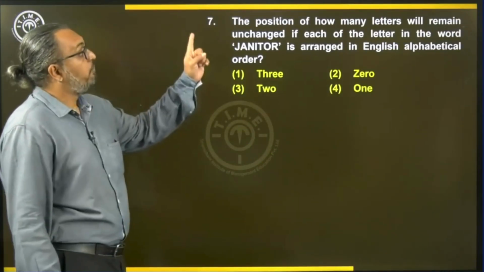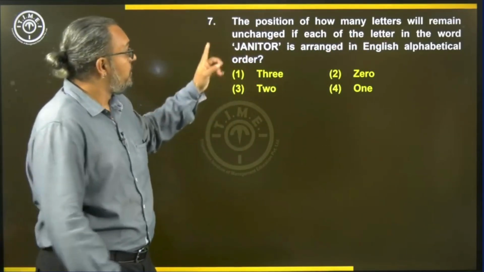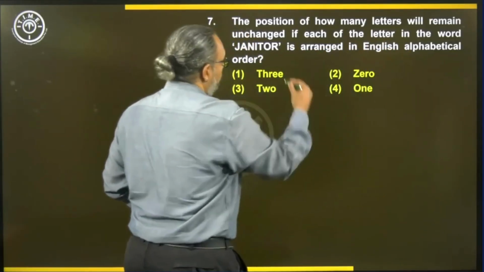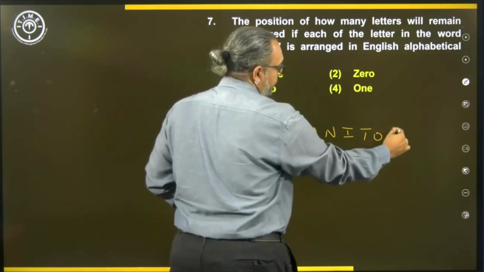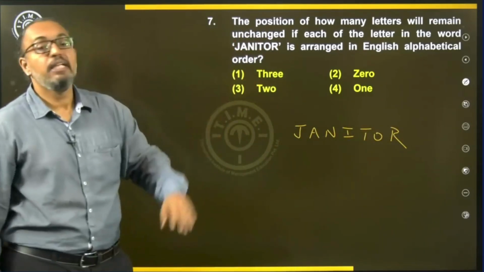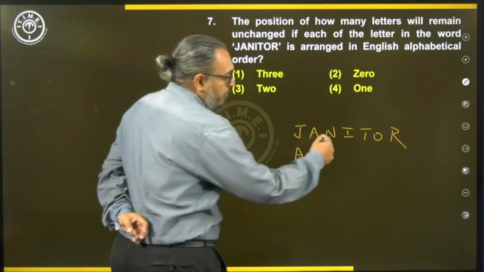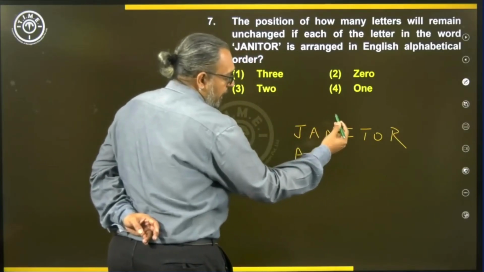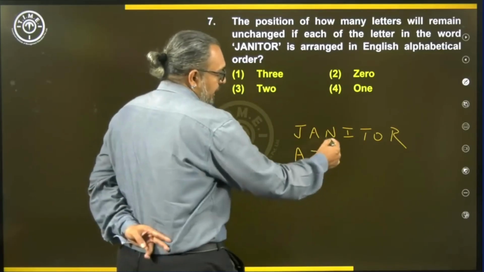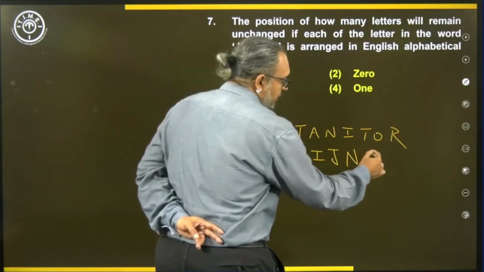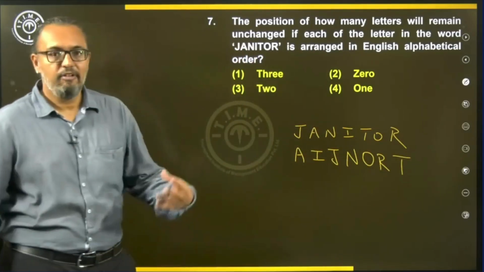Next, right, the position of how many letters will remain unchanged. Okay. So if each of the letters in the word JANITOR is arranged in English alphabetical order. Okay, so let's arrange that. So we have A, then B, C, D, E, F, G, H is not there, you have an I, then J, then K, L, M, N, N is there, then O, then R and T. I have arranged in alphabetical order.